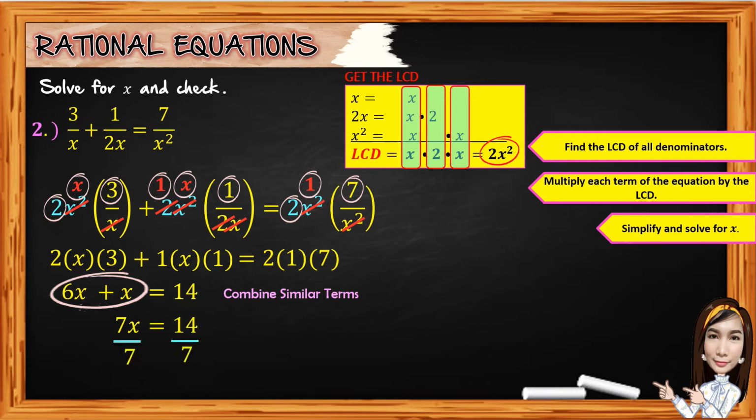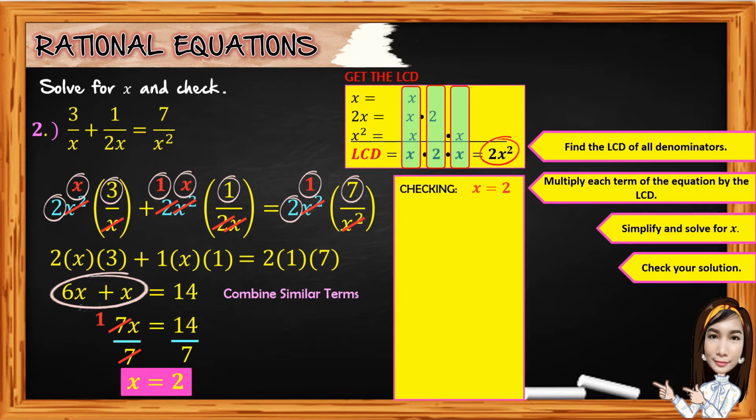Then divide both sides by 7, which is the coefficient of x, so that we can cancel 7 divided by 7 is equal to 1 times x till we have x, and 14 divided by 7 is equal to 2. So therefore, the value of your x is 2. And for the last, we're going to check your solution.